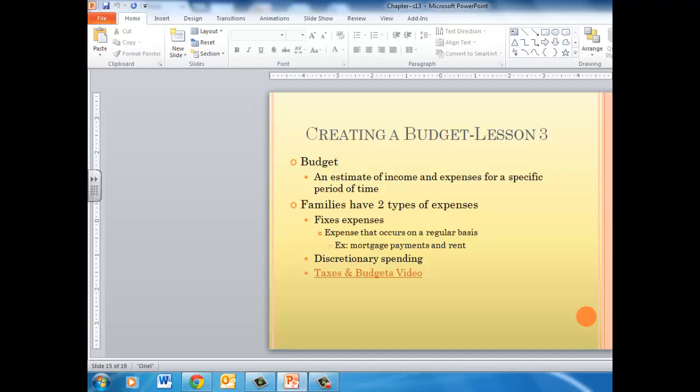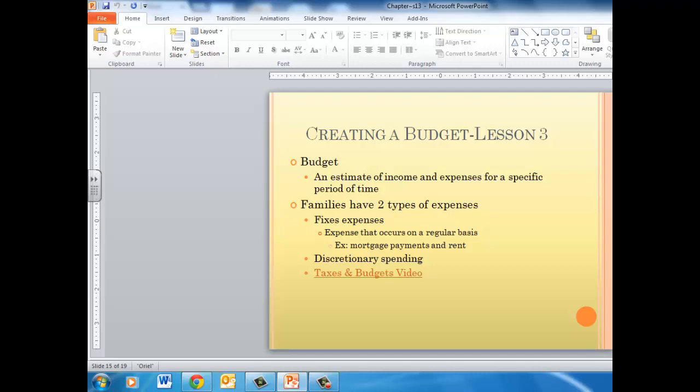Lesson 3 is about creating a budget. And we probably know a little bit about creating a budget as a family, and you should have learned something about this in personal finance. But we're primarily going to be looking at the federal government and how they come up with a budget.